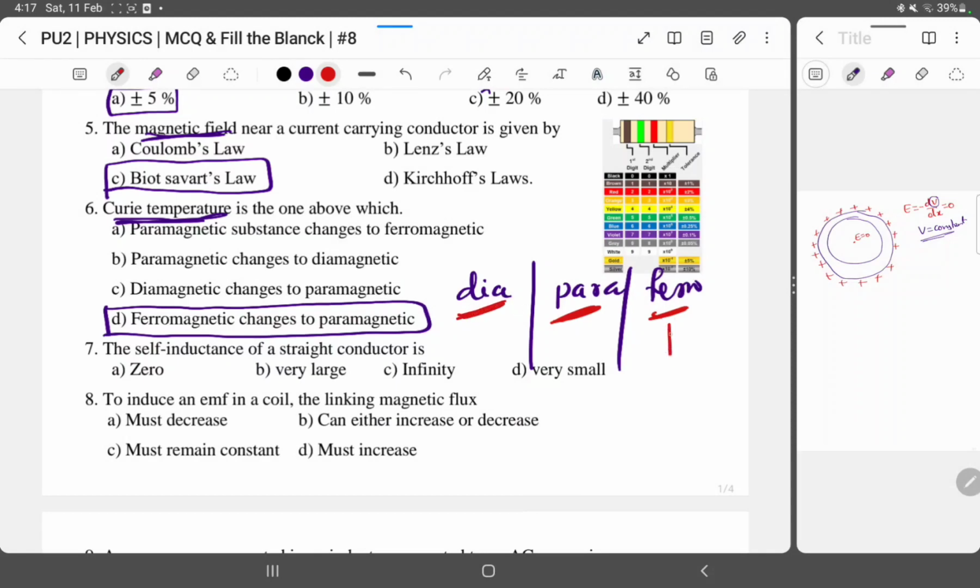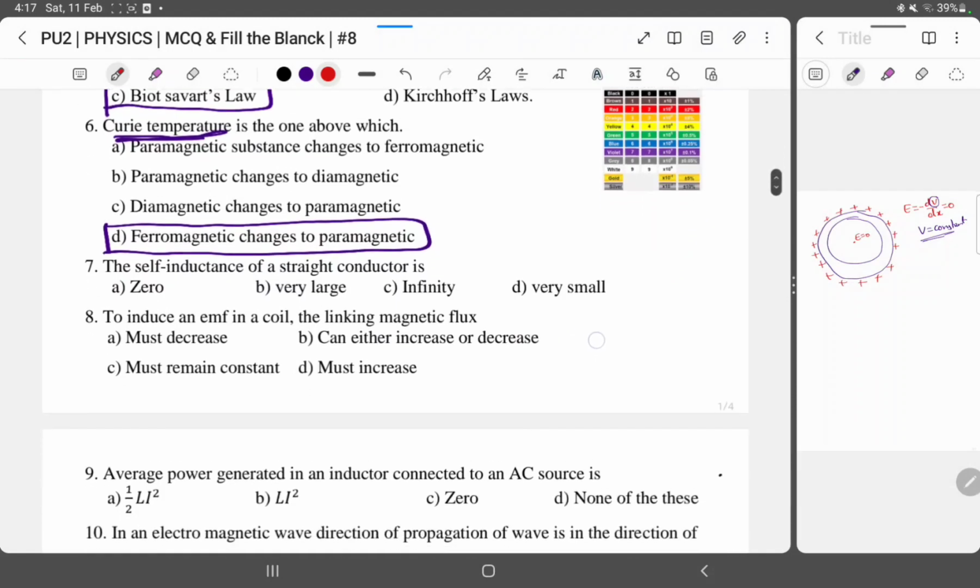Okay, so if the temperature is given to ferromagnetic material, and if it crosses the Curie's temperature, it will become paramagnetic material. And then let us move on to the next question.